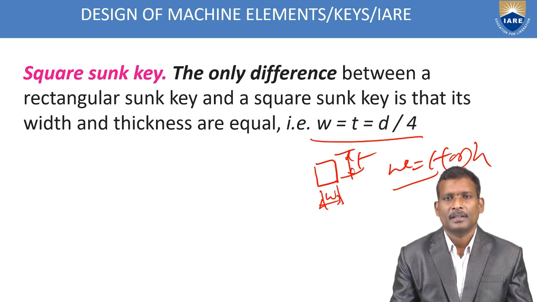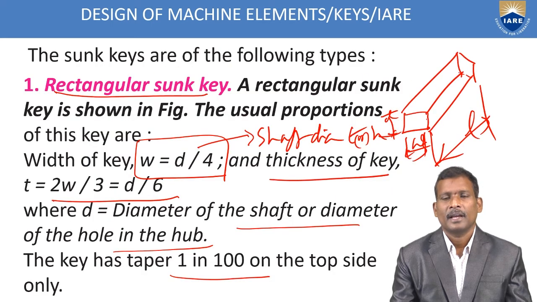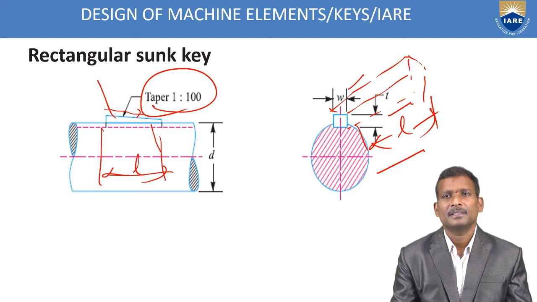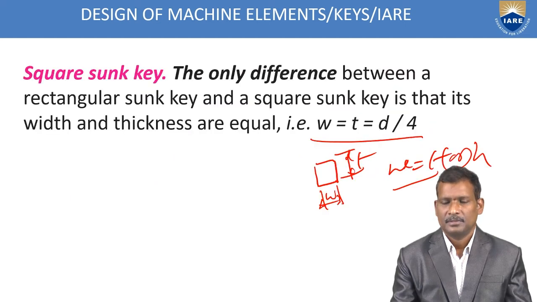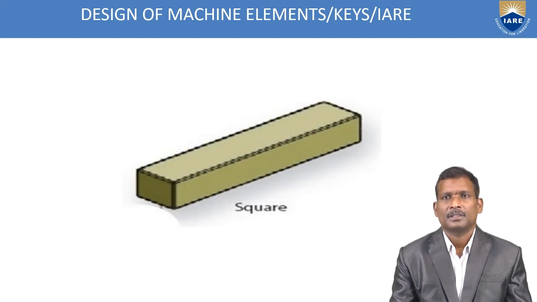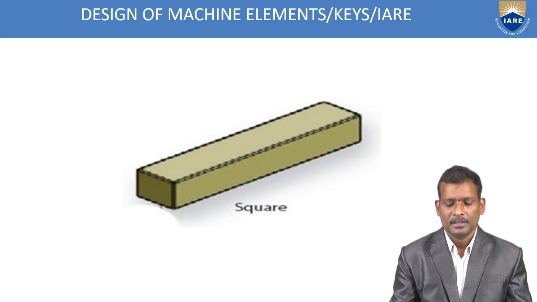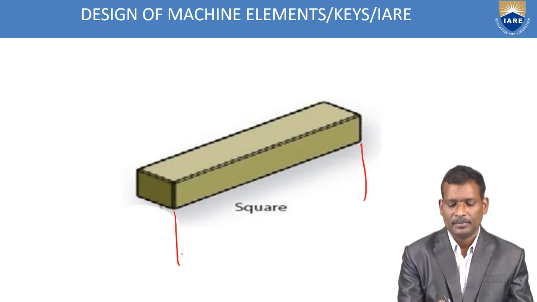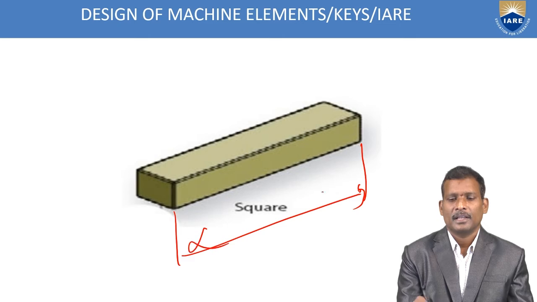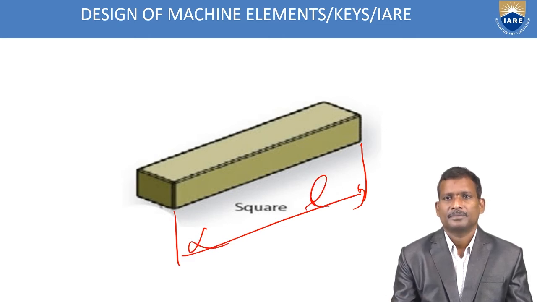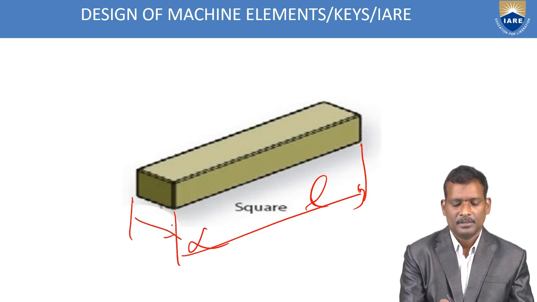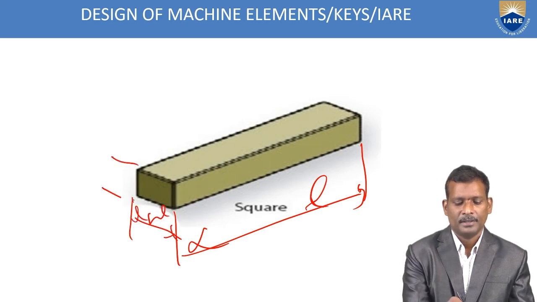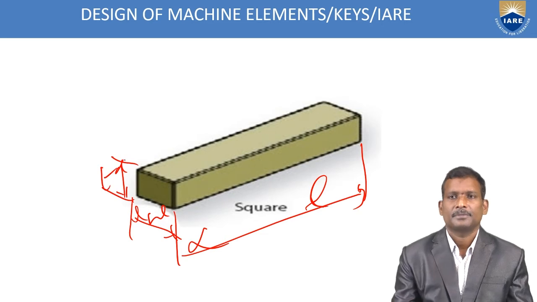Whereas in rectangular, the width is equal to D by 4 and thickness is equal to D by 6. So this is the square sunk key. See, in this you can identify this is the length of the key, and this is width, and this is thickness.